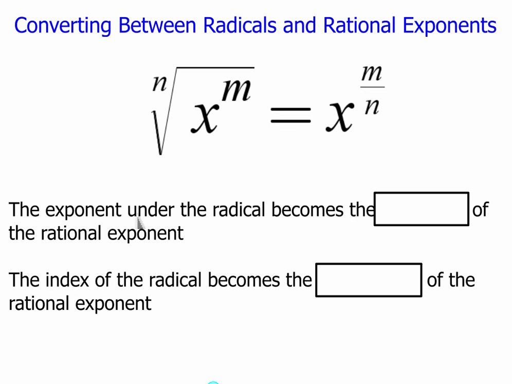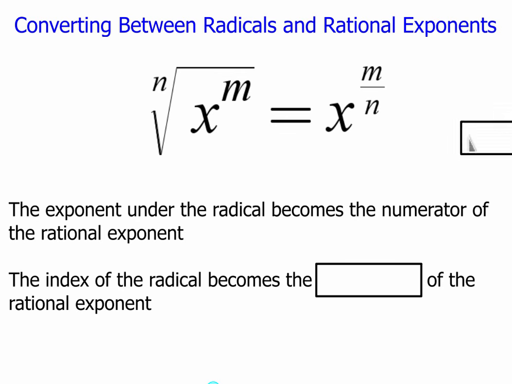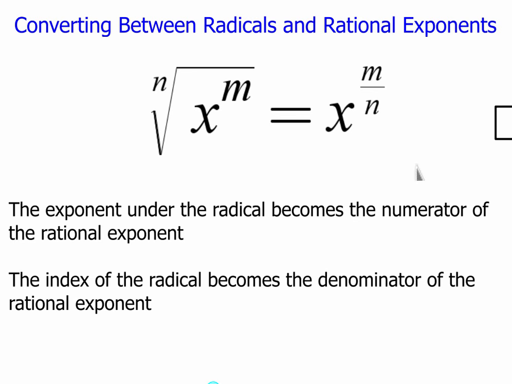So how do we convert between them? Well, the exponent under the radical becomes the numerator of the rational exponent, and the index of the radical becomes the denominator of the rational exponent. So the nth root of x to the m power is the same thing as x to the m over n power. We're going to look at some examples on how this can work.